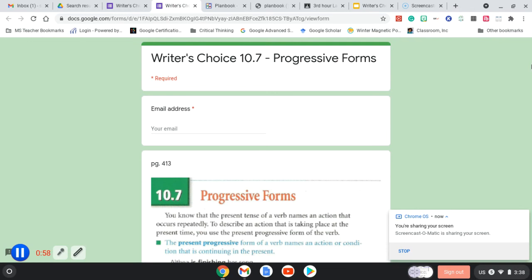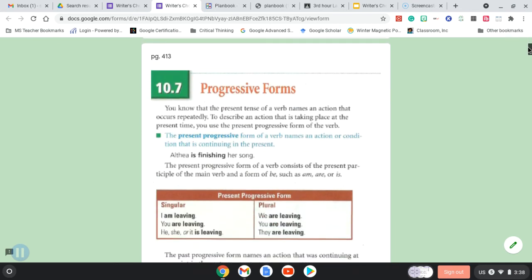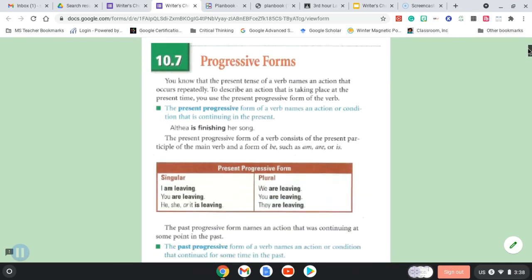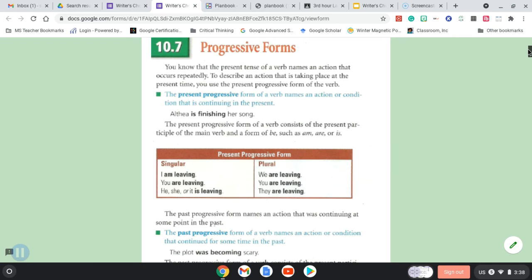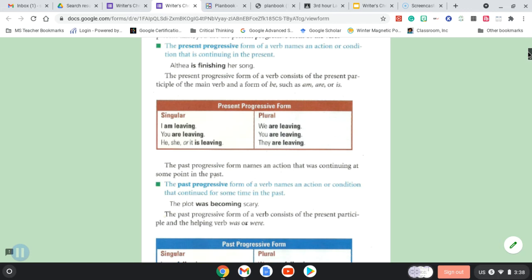Now for Writer's Choice 10.7, you're going to see all five of the helping verb forms for past and present progressive. So the present progressive forms are in this red box. I am leaving, you are leaving, he, she, or it is leaving. Am, are, and is are the present progressive forms. They will always be the first three choices for your questions.